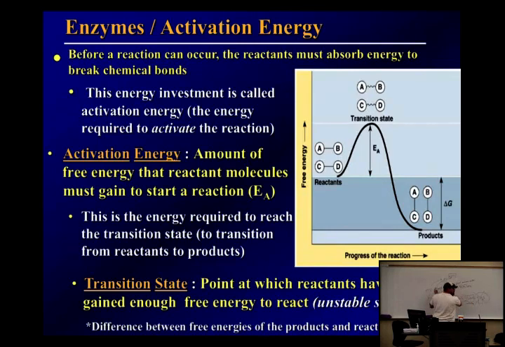So on the test, if I ask you, there's a chemical reaction whose delta G is plus 20, you add an enzyme into it, what's the new delta G? Well, I said 20. No, it's still 20, right? It's still plus 20.